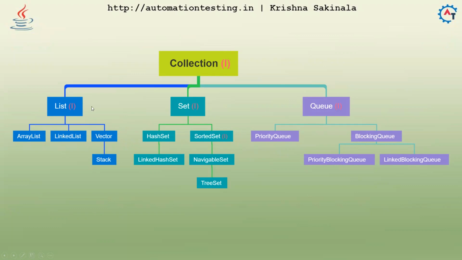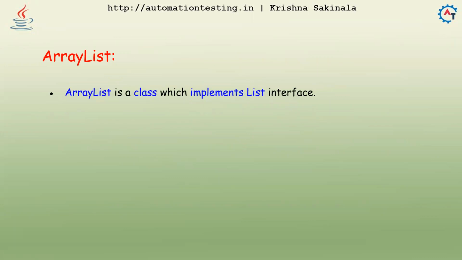At high level, you have Collection, and under that you have three interfaces. Inside the List, you have ArrayList. This is what we are going to talk about. This is ArrayList, a class that implements the List interface. So what is ArrayList? ArrayList is a class which implements the List interface, a child of the List interface.